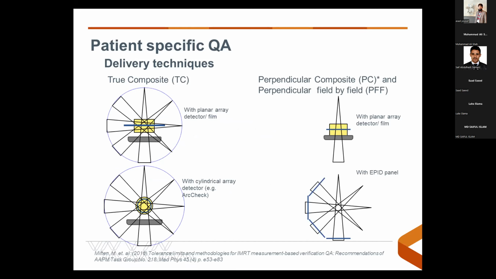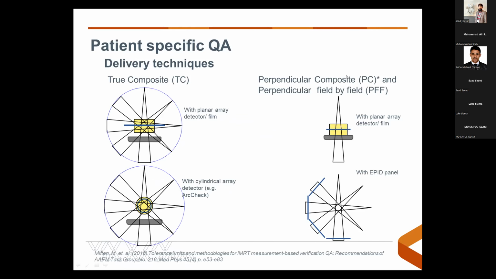So these are some different delivery techniques defined by TG218. We have a true composite with a planar array, where the detector is placed in a solid water phantom, or with a cylindrical array such as an ArcCHECK. And for these, you just set up the phantom, align it, and then you deliver the treatment and measure it. And you have a composite analysis.